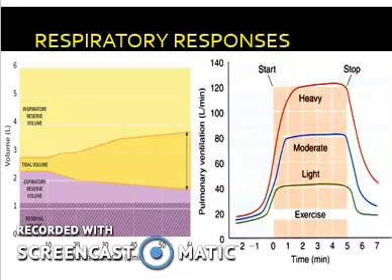At rest, you can see that all of the values are very low, around 20 litres per minute. This is for the graph on the right hand side. But prior to exercise, this will rise slightly due to possibly doing exercise. This is known as the anticipatory rise. The light exercise is a gradual increase, then plateaus off and drops back down to resting level.